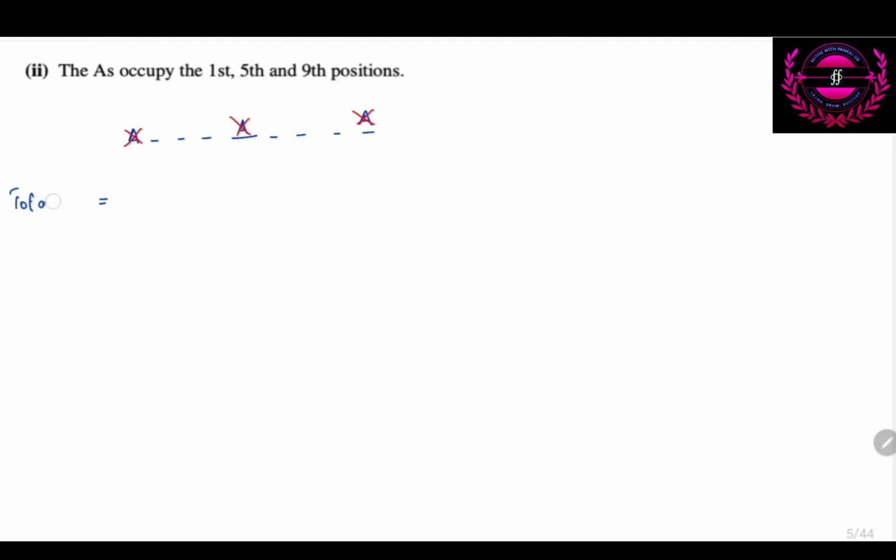So total ways equals 6 factorial upon, in these 6 spaces, somewhere I have 2 M's as well. So for this, I will write divided by 2 factorial. These 3 A's will not arrange themselves. So let's move to the next question.